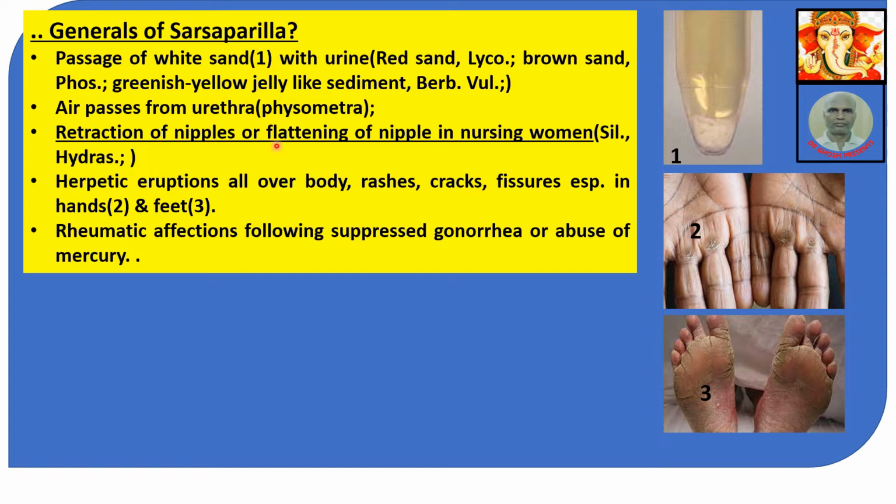Retraction of nipples or flattening of nipples in nursing women. Another very key symptom of Sarsaparilla. Nipples are affected with this medicine very much predominantly. Herpetic eruptions all over body, rashes, cracks, fissures, especially in hands and feet. Look at the picture. Hands and feet. Rheumatic affection following suppressed gonorrhea or abuse of mercury.